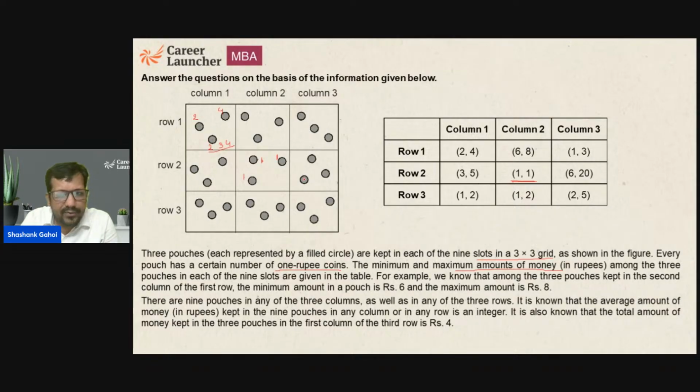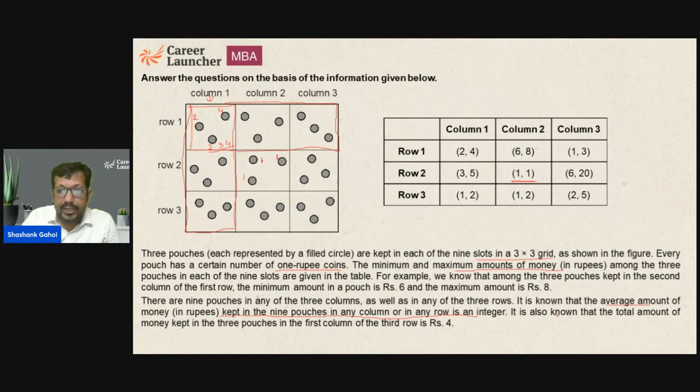So this is what is given to us. This is what the question is telling us. There are 9 pouches in any of the 3 columns and 3 rows. The average amount of money kept in the 9 pouches in any column or any row is an integer. So if I add all the boxes, my sum should be a multiple of 9, either in a column or in a row. Understood? This is what the question is telling us.